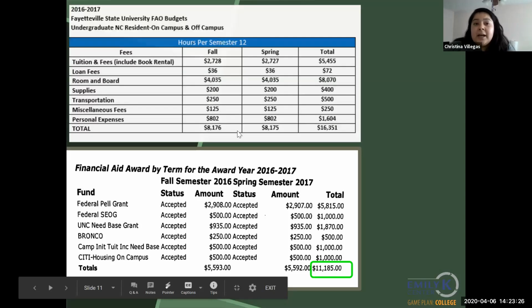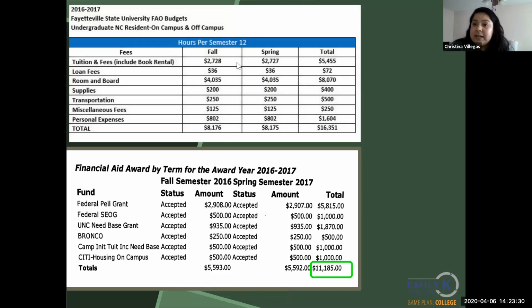I had to go dig this up from the internet. So I had to go find Fayetteville State's cost of attendance for that year to then determine how much I'm going to actually get billed. So just keep that in mind. If you do go searching for your schools and they don't provide you that, just make sure that the years match up. So this is 2016-17, they do match up.